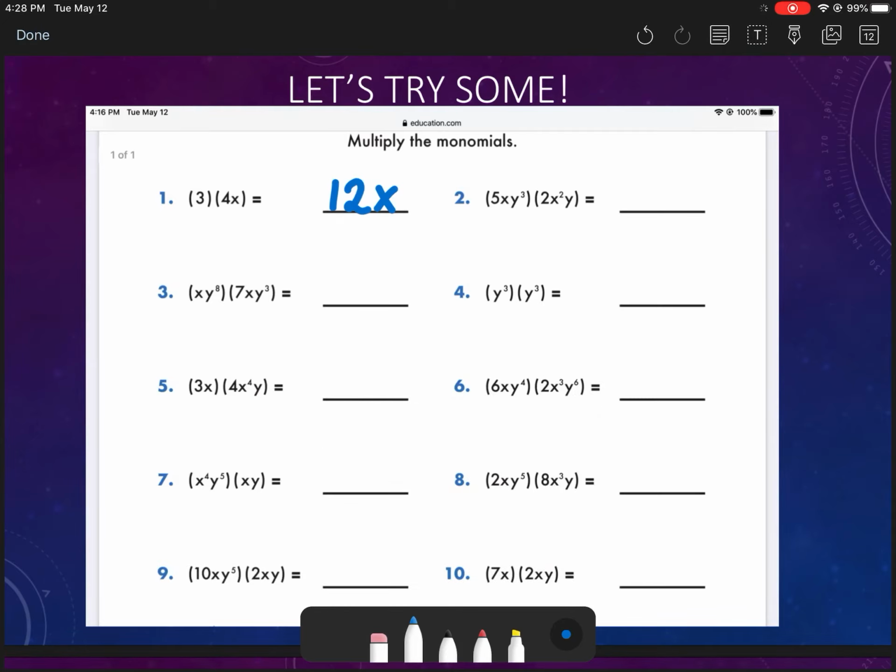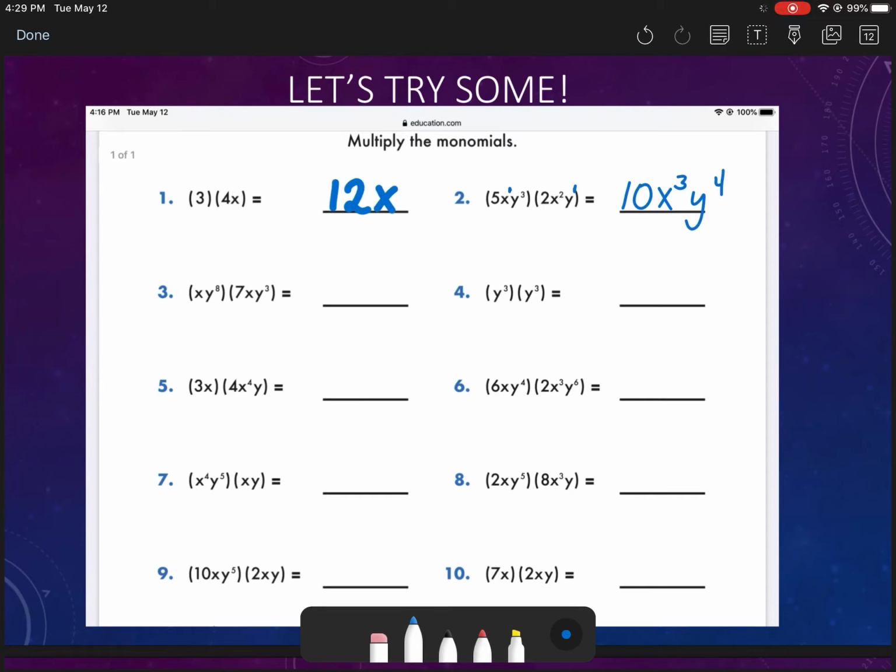Okay, 5 times 2 is going to give us 10. X is to the first. I'm going to put a little 1 in there. So we have x to the first and x to the second. Remember, you're adding exponents. That gives us x to the third. Y to the third times y to the first. That's going to give us y to the fourth. Okay.